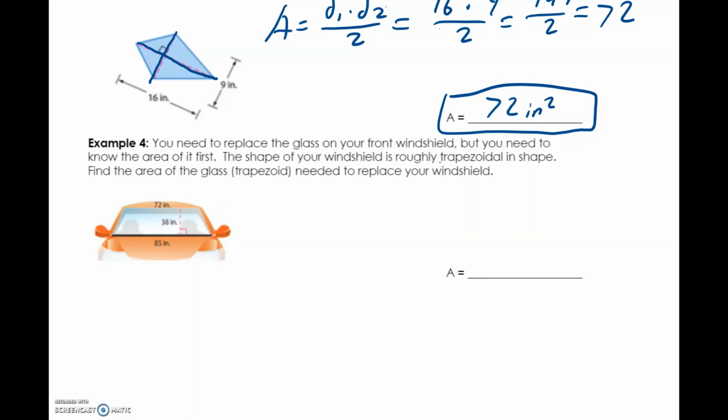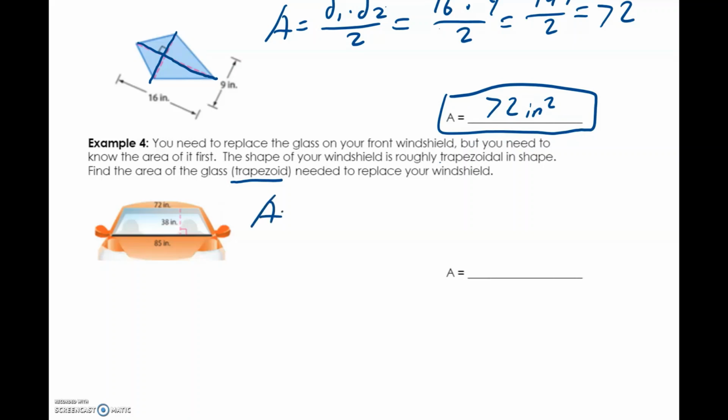Okay, so example 4, if we scroll down here, it says you need to replace the glass of your front windshield, but you need to know the area of it first. The shape of your windshield is roughly trapezoidal. Find the area of the glass trapezoid needed to replace your windshield. So again, first thing is I'm going to underline the shape that we're dealing with, the trapezoid. And then I want to write down the equation that I have for the area of a trapezoid.